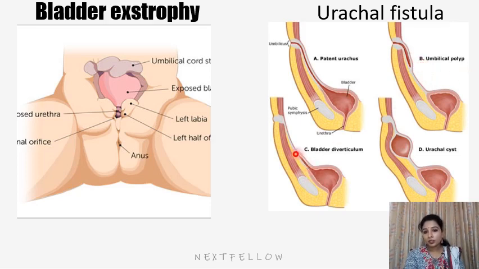And here you can see the bladder diverticulum, where the proximal part is open and the distal part will form a fibrous cord. And we can see the urachal cyst, where a fluid filled cyst is formed when the proximal and distal parts are obliterated, and the allantoic diverticulum is persistent somewhere in between, which is called a urachal cyst. So these are the congenital anomalies of the renal system.